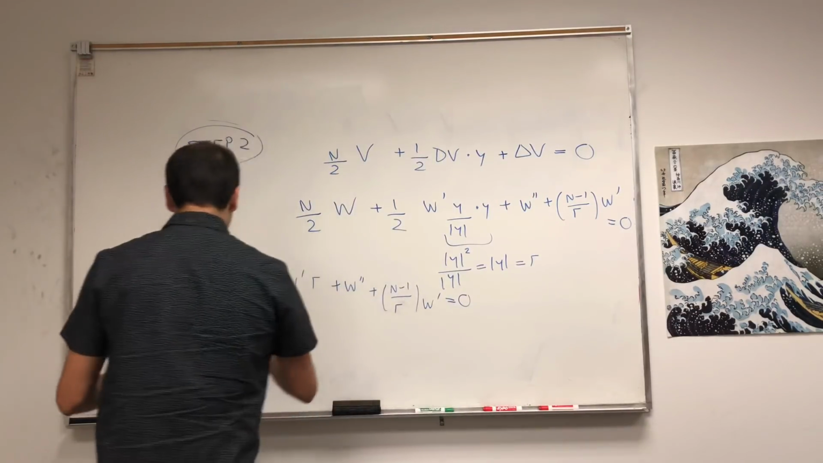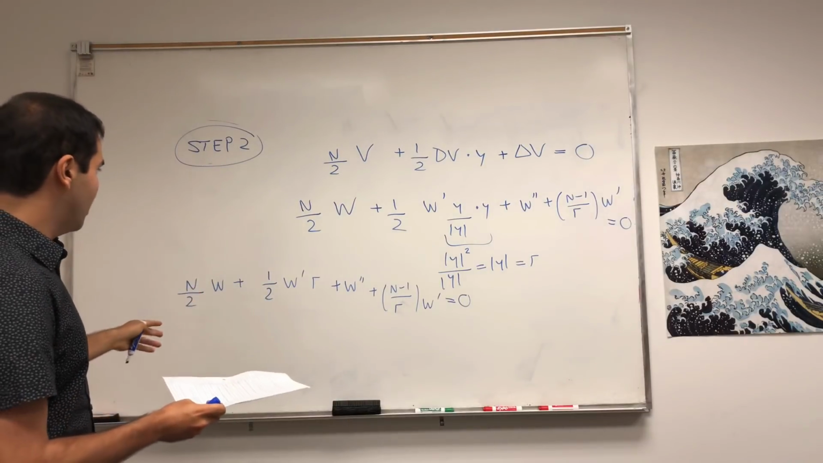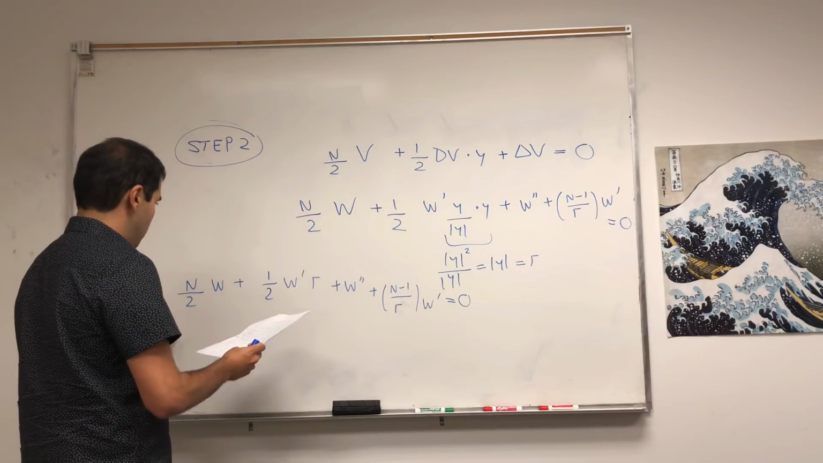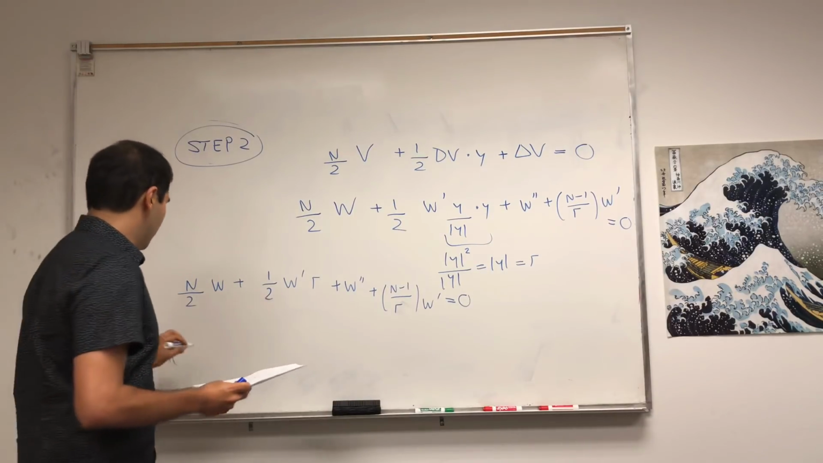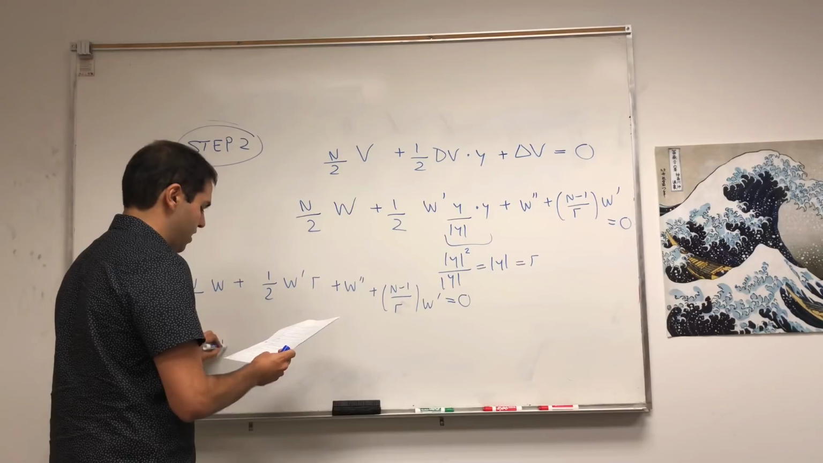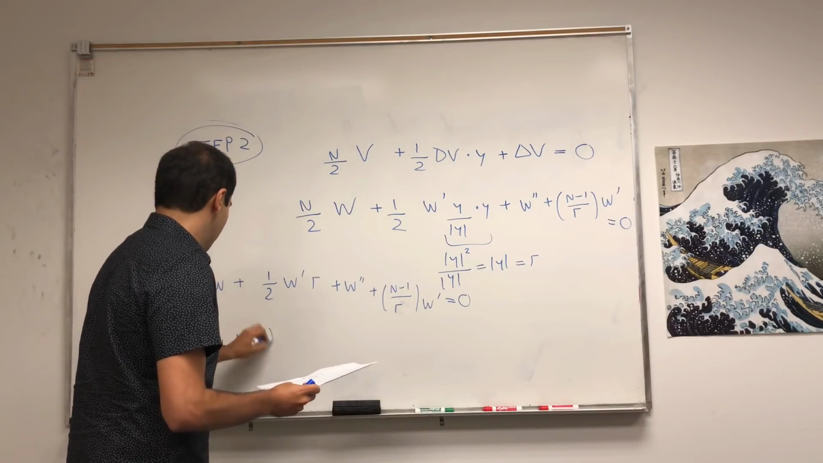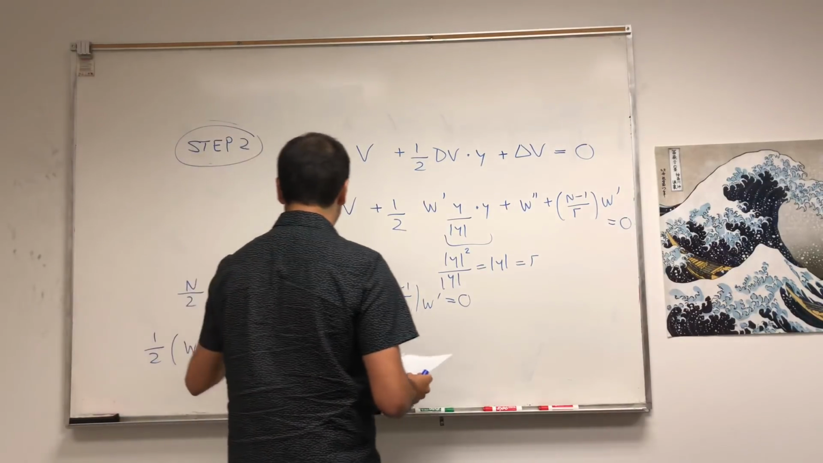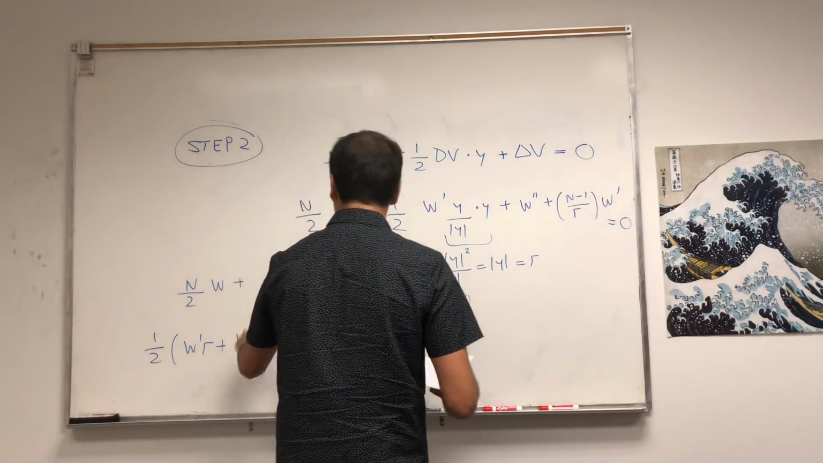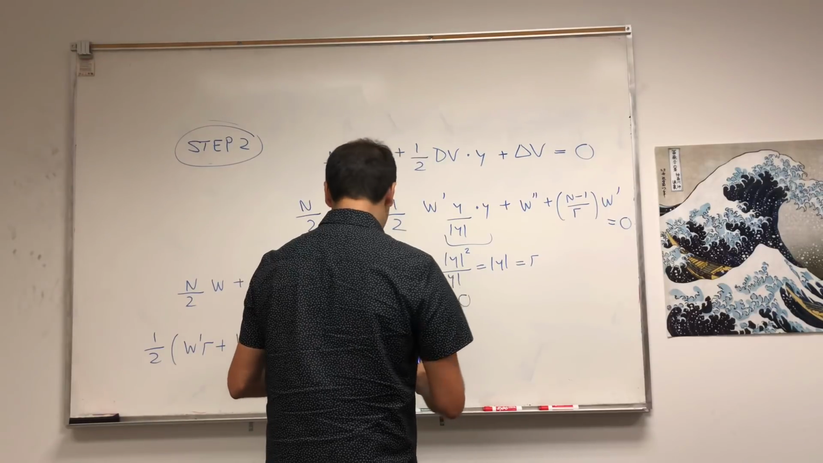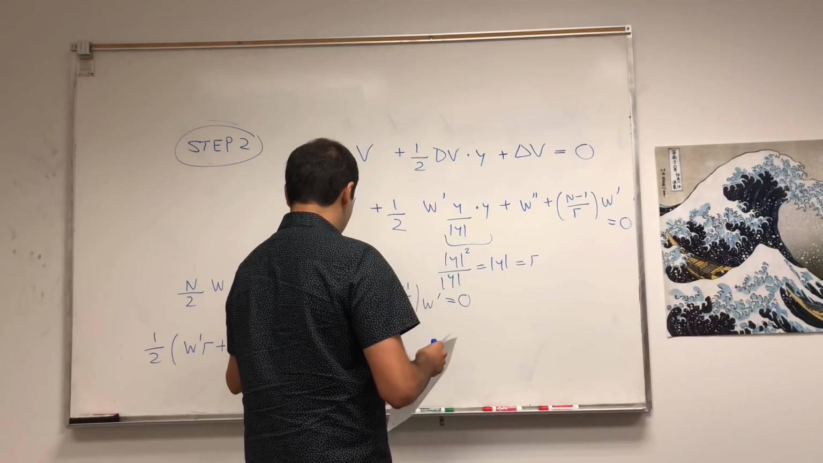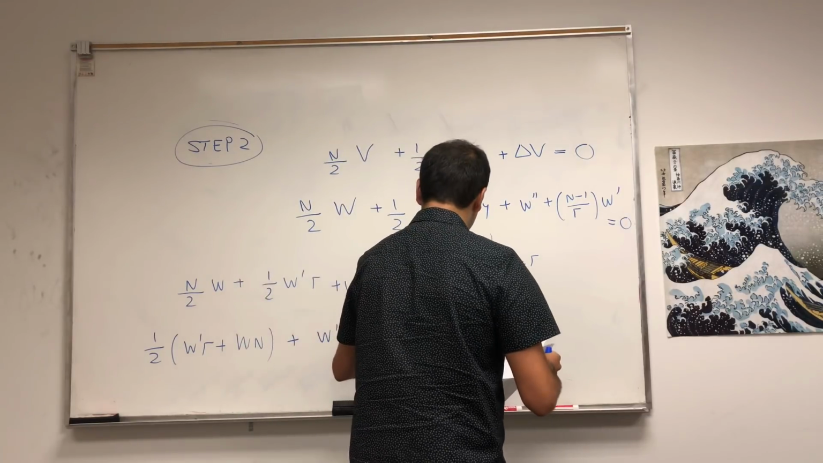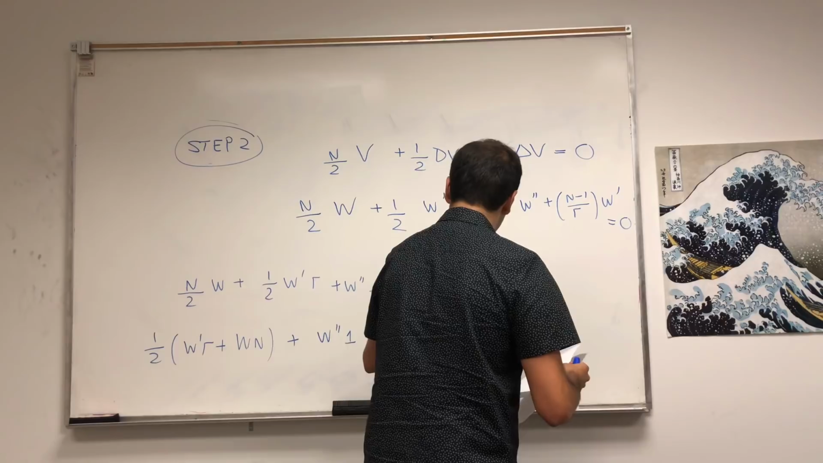And if you'd like, how about we just factor out a factor of 1/2. So 1/2 of w prime r, and I'll explain why we knew that. Okay: 1/2 w prime r plus n over 2 plus nw for the win, or for the wn, plus w double prime of 1 plus n minus 1 over r w prime equals to 0.